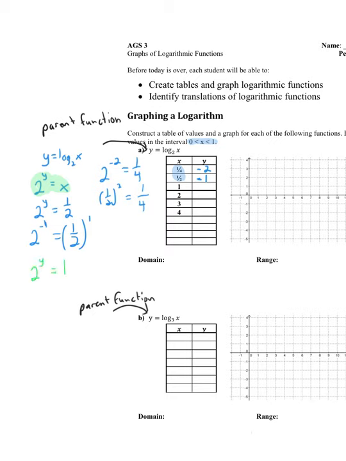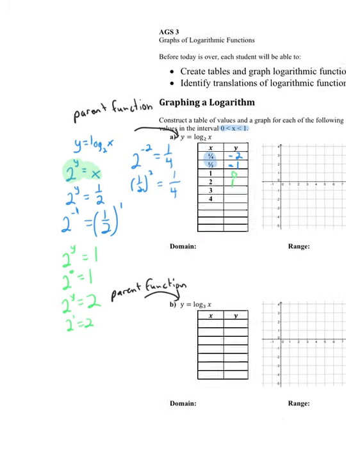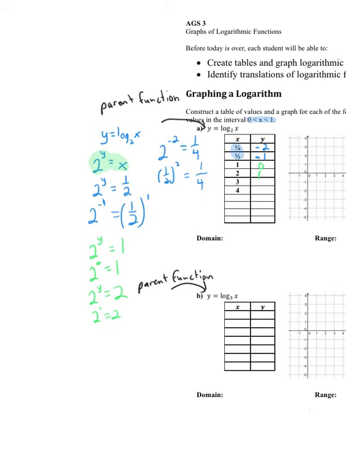So 2 to the y equals 1. That's the next one. And it has to be a 0, because anything to the 0 power equals 1. And then the next one, 2 to the y equals 2, because the x value was 2. I'd have to say, oh, well, it has to be the first power. 2 to the first power equals 2. So that's going to be a 1. Okay. And we just work through the problems like that.